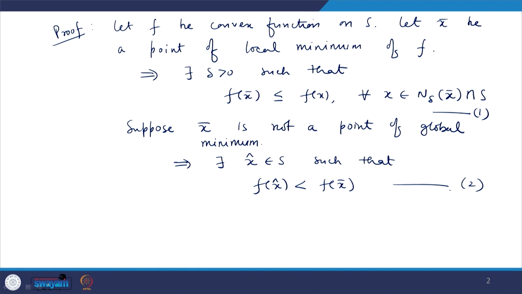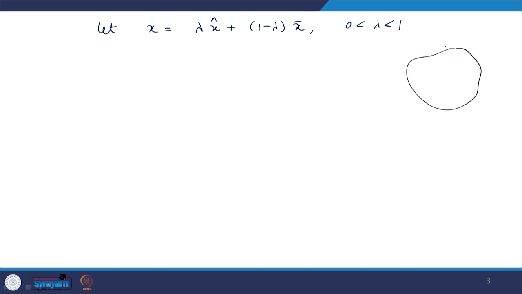Now, we have not yet used the definition of a convex function. Let us include that in the proof, then only can we obtain the contradiction. Let x equal to lambda x cap plus 1 minus lambda x bar, where lambda is between 0 and 1. Suppose this is the region S. Suppose this is some x cap, this is some x bar, and this is a small neighborhood of x bar for some delta. The radius is delta, and this is some x cap.